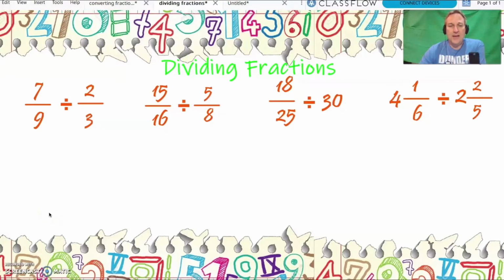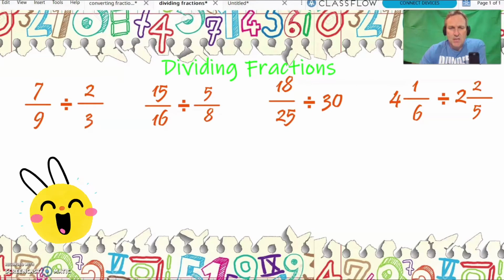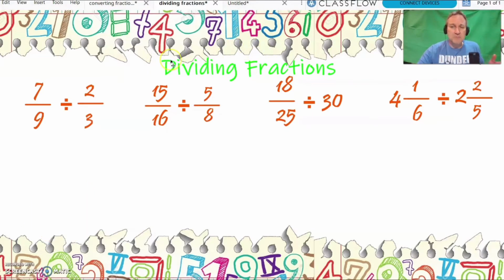Welcome back to episode 41 of How to Do Stuff with Mr. Stevenson. In episode 41, we're going to be covering, as you can see right here on the screen, dividing fractions. Kind of piggybacks off of what we did in episode 40 on multiplying fractions.